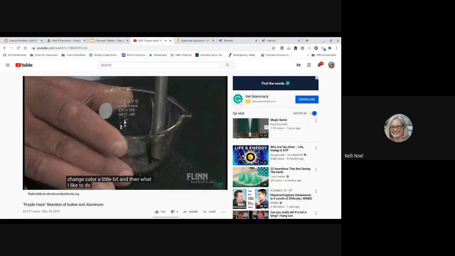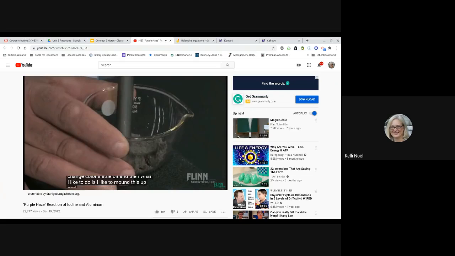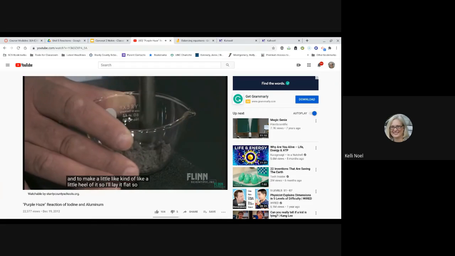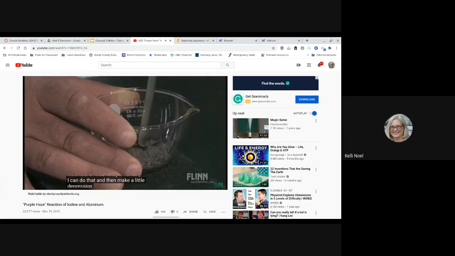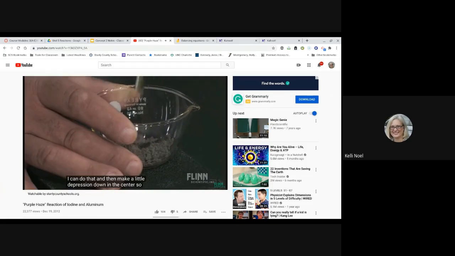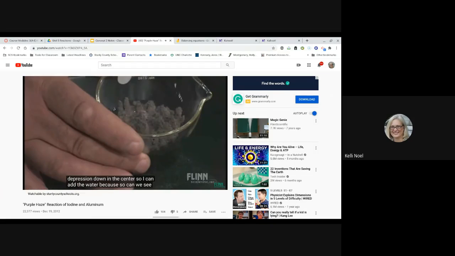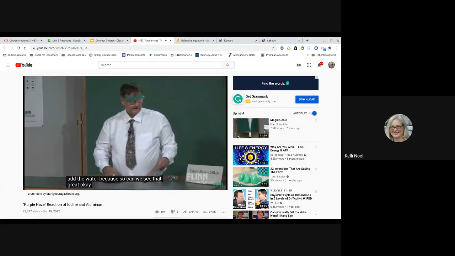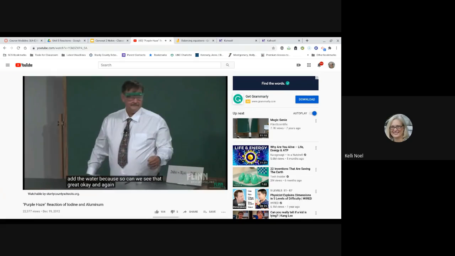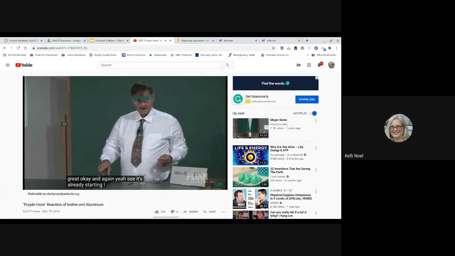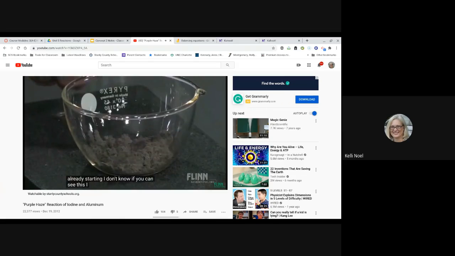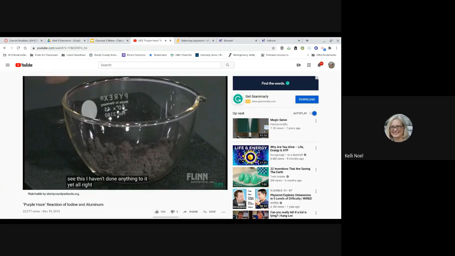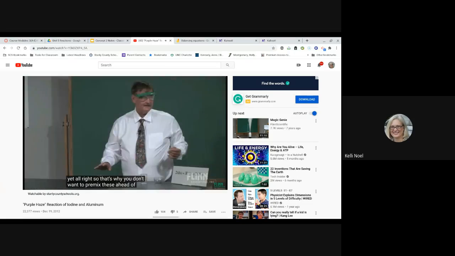And then what I like to do is mound this up to make a little hill of it. So I'll lay it flat so I can do that. And then make a little depression down in the center so I can add the water. So can we see that? Great. So put the water in the middle. And again, see, it's already starting. I don't know if you can see this. I haven't done anything to it yet. All right, so that's why you don't want to pre-mix these ahead of time.